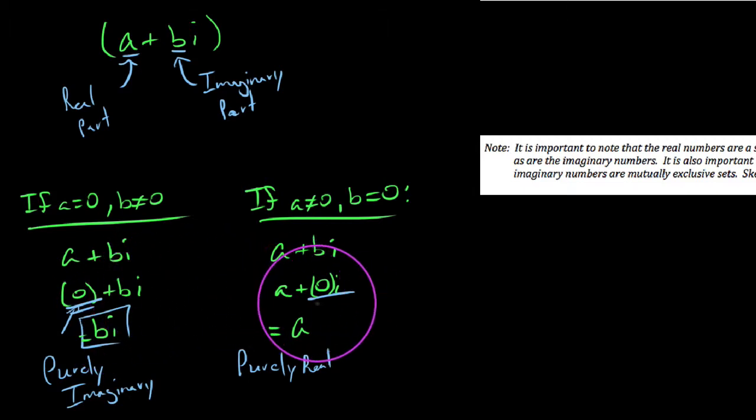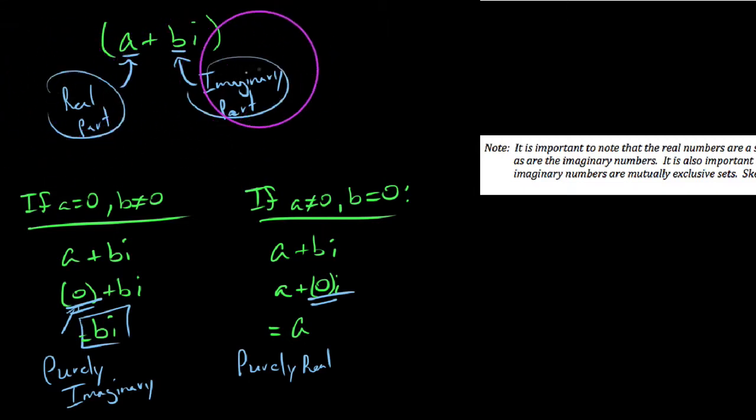Okay, so the question then becomes, well, what numbers are not complex numbers? And every number is actually a complex number. It just may be that when you've looked at real numbers and imaginary numbers that have been purely real or purely imaginary, it's just that they had a 0 for a real or an imaginary part.